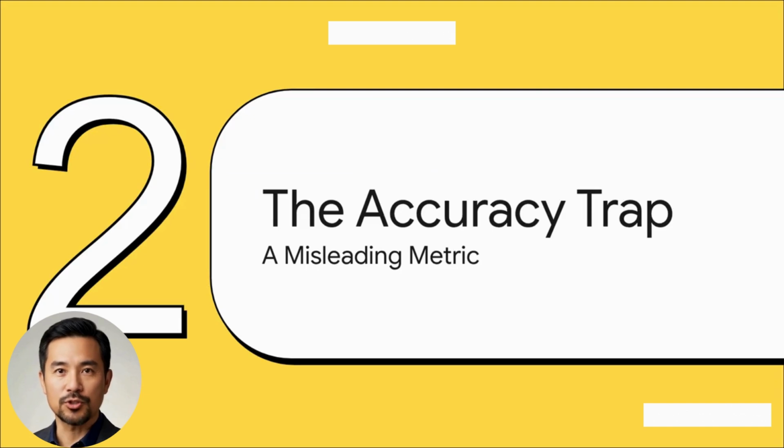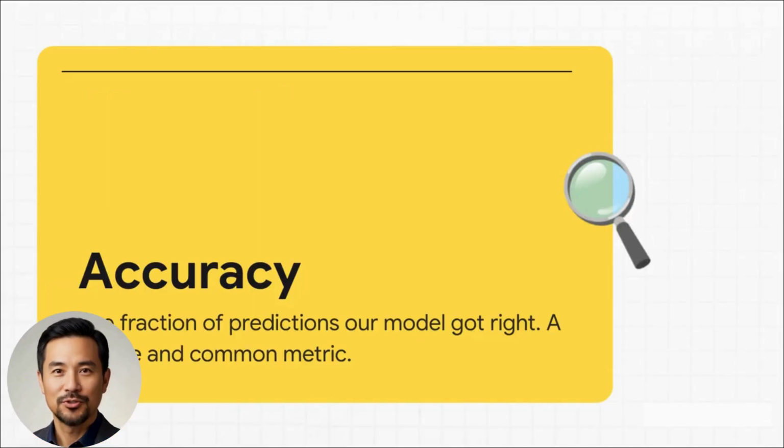Now that we have our predictions, the first thing most people do is check the accuracy. It's intuitive. But I'm warning you, this simple metric can hide a really big problem. I like to call it the accuracy trap. Accuracy is, well, exactly what it sounds like. It's the fraction of predictions our model got right. If it made 200 predictions and got 180 of them correct, that's 90% accuracy. Simple, clean, and it feels like a great way to score our model. But, as you're about to see, simple isn't always best.